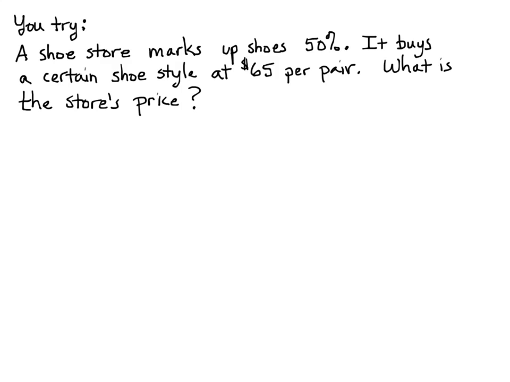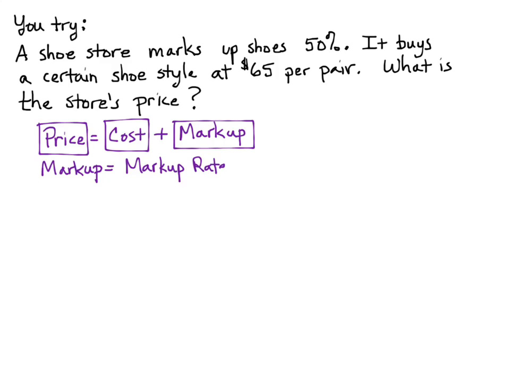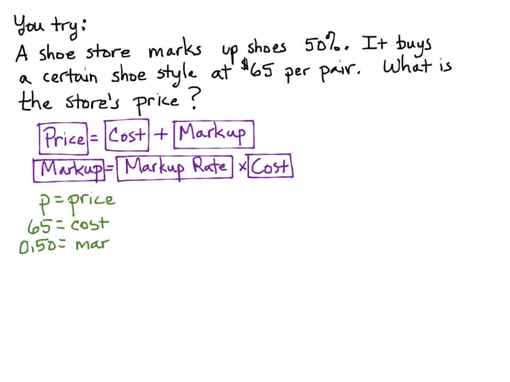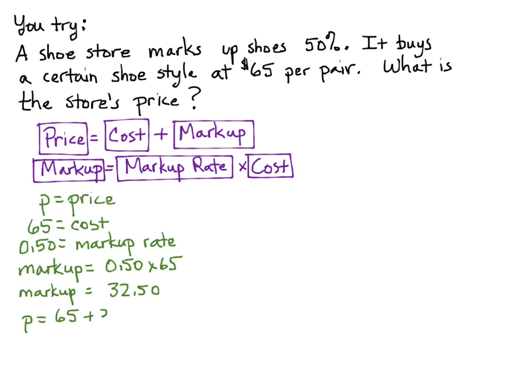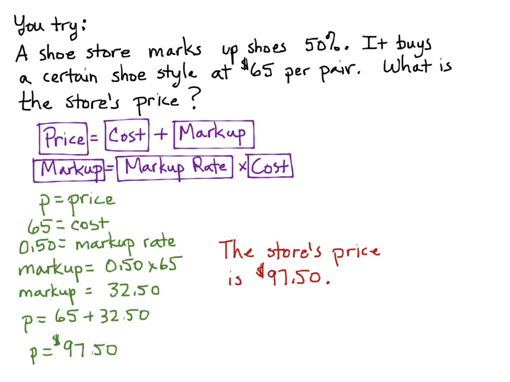Great, okay. So you figured out, you took 65 times 50%, or one half of that, and your computation method is great. You take half of 60, which is 30, half of 5 is 2.50, and so you got 32.50. And then you added 65 to 32.50, and you got 97.50. That's right, and so that's good. Okay, so if I write out all the words, here's the model. And then I make my definitions. P is the price, 65 is the cost, 0.5 is the markup rate. The markup is 0.5 times 65. The markup is 32.50. The price is the cost plus markup, so the price is $97.50. So the store's price is $97.50.